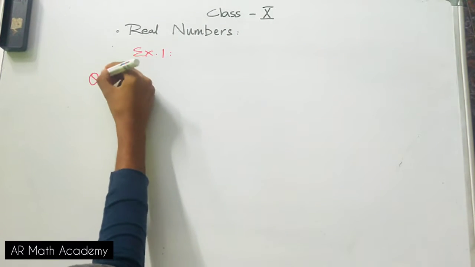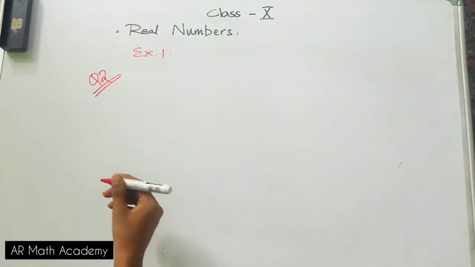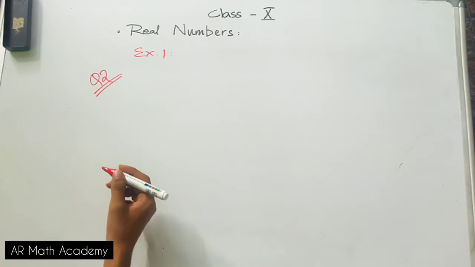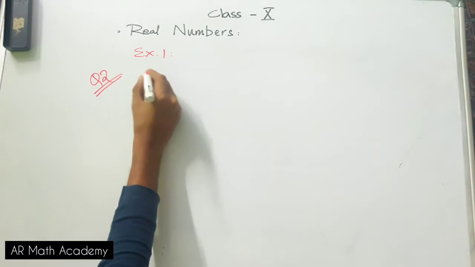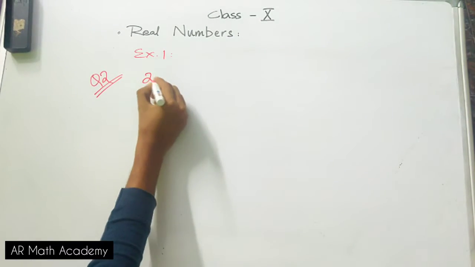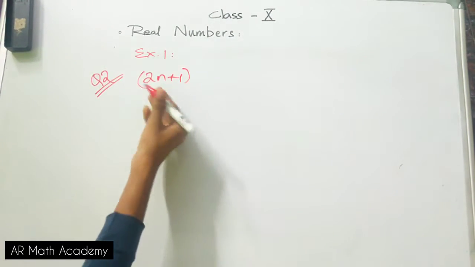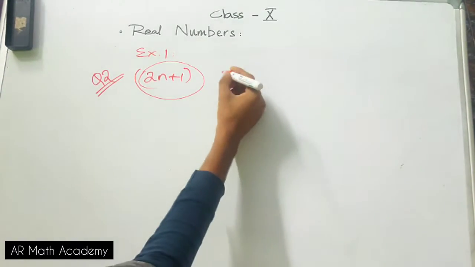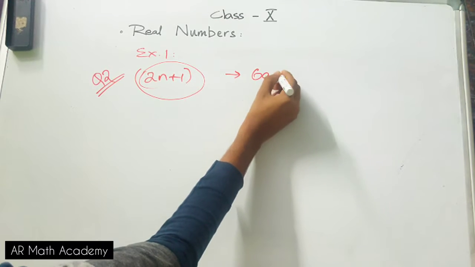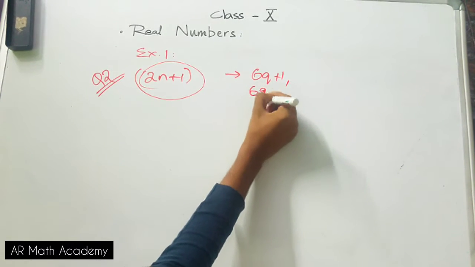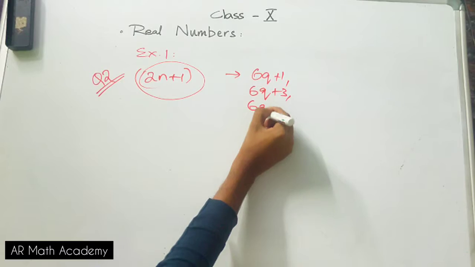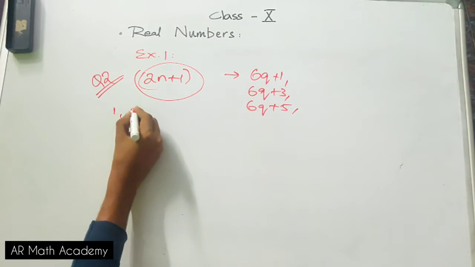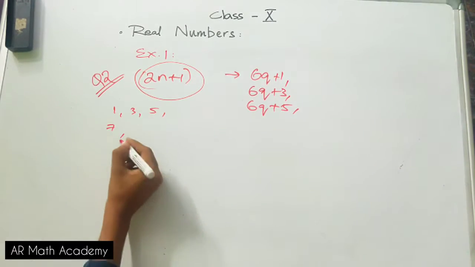So next is question number 2 of exercise 1. In question number 2, we have to show that any odd integer can be represented in the form of 6q plus 1, or 6q plus 3, or 6q plus 5. As you know, odd integers can be represented in the form of 2n plus 1, right? So any odd integer like 1, 3, 5, 7 can be represented in this form.